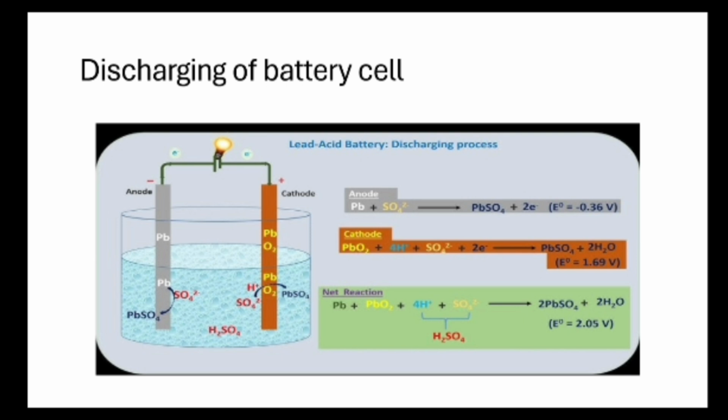At the cathode, the hydrogen ions and sulfate ions react with lead peroxide to form lead sulfate, with water produced as a byproduct. Let us understand the reaction. So, in electrolyte, sulfuric acid breaks into hydrogen ion and sulfate ion. At anode, lead combines with sulfate to form lead sulfate, giving away electrons. At cathode, lead peroxide reacts with hydrogen ion and sulfate ions to form lead sulfate and water.